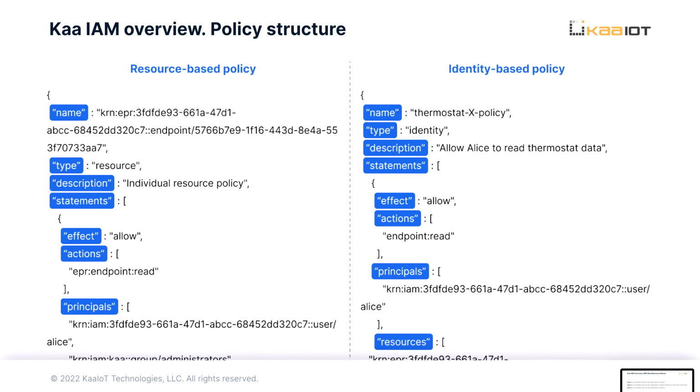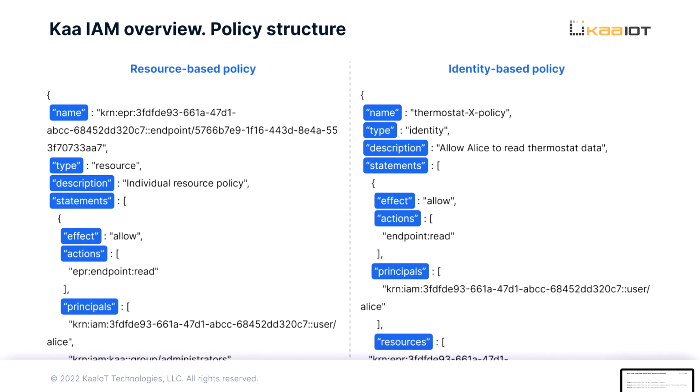What you're seeing now is how a resource-based policy looks, and what you're seeing now is how the identity-based policy looks. As you can see, resource-based and identity-based policy structures are almost identical except for two things: policy names, and the resources field's presence in identity-based policy and its absence in the resource-based policy. Let's start with names. Resource-based policy has a name that is assigned automatically by IAM for each created resource, and this name is the KRN that uniquely identifies the resource. In the meantime, identity-based policy has a user-defined name.